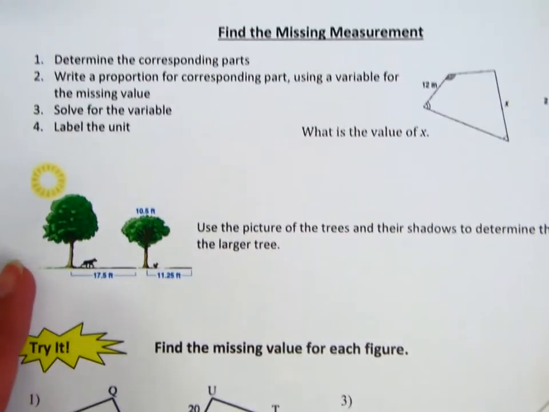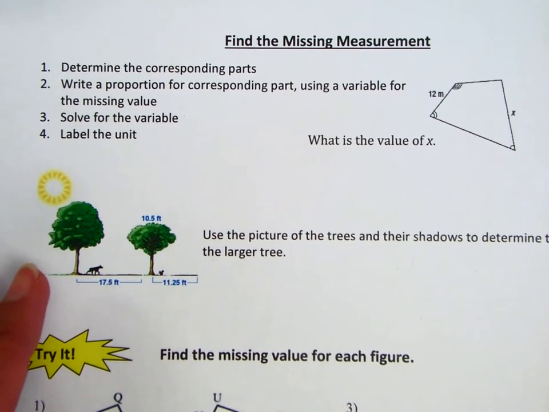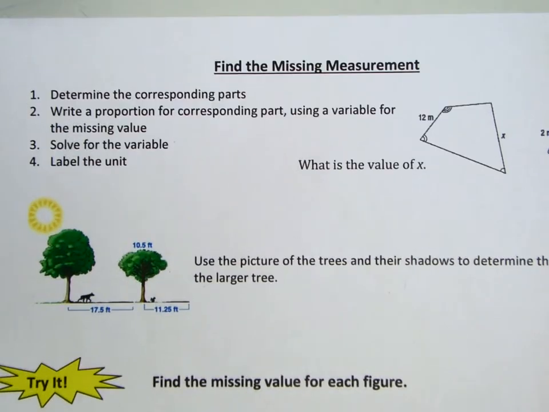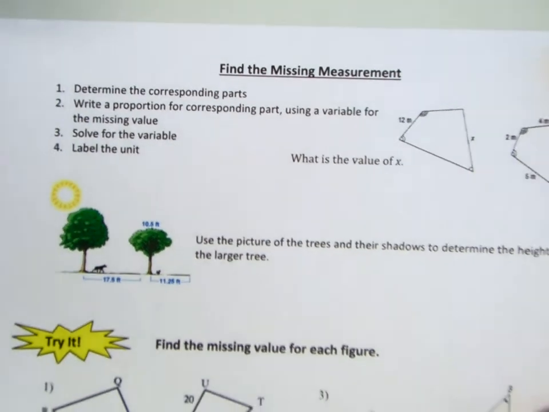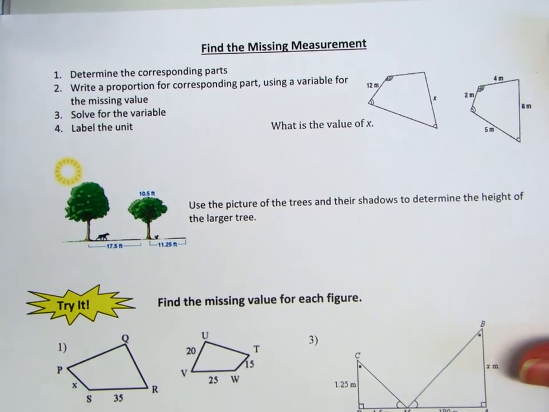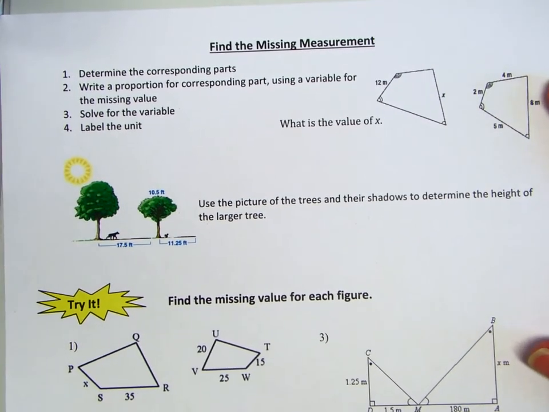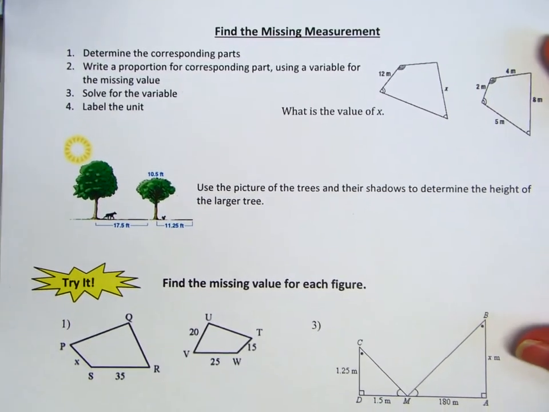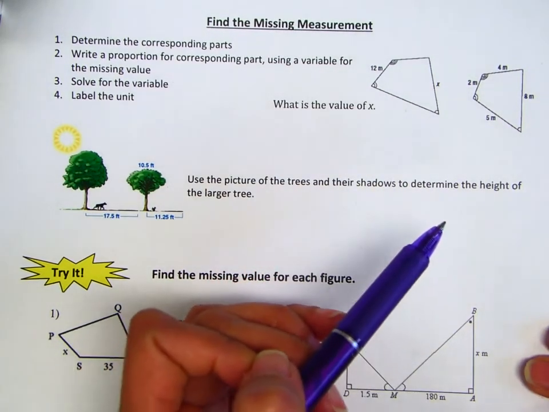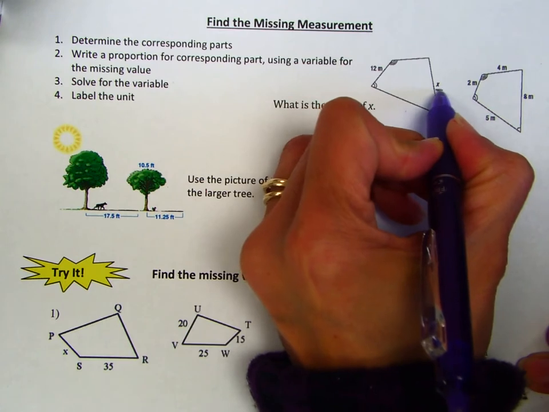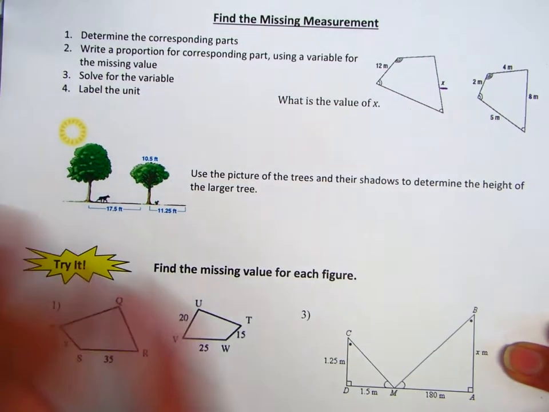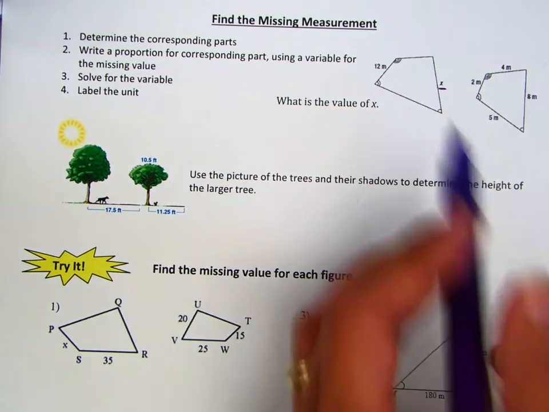And now that we know how to do corresponding parts and understanding the ratio of one corresponding part to another, we can find missing parts, missing measurements in our shapes, in our pictures. So looking at the two figures over here, two trapezoids, we are going to end up finding that missing value using proportions. So first we find the corresponding parts.